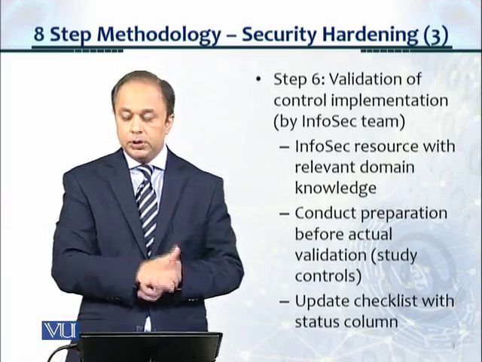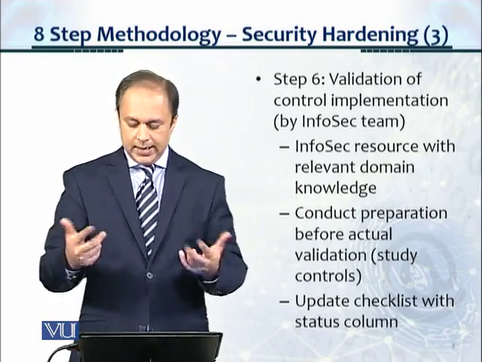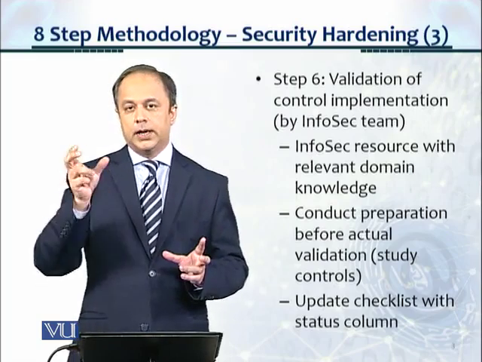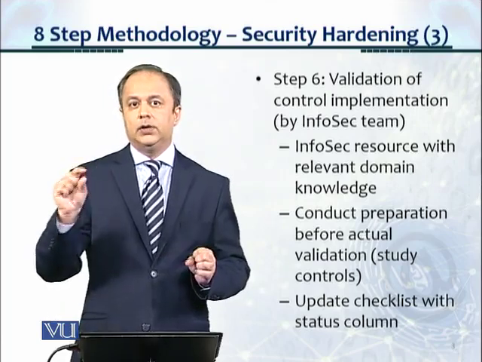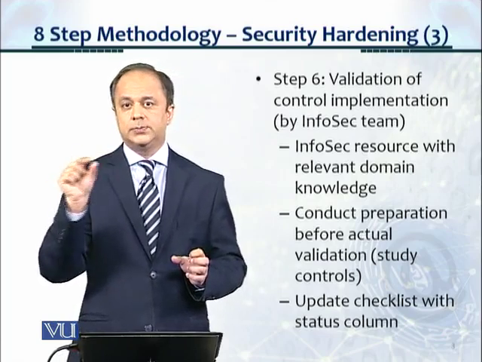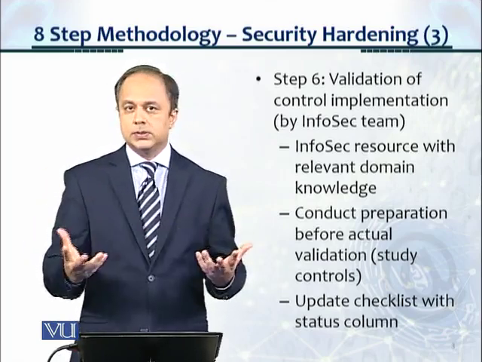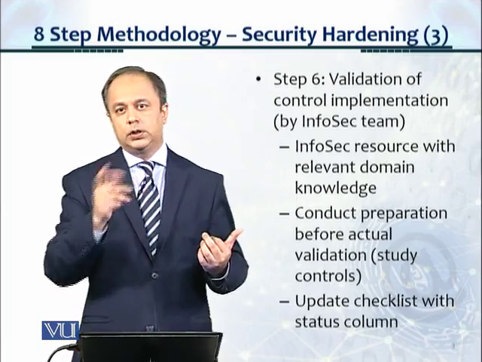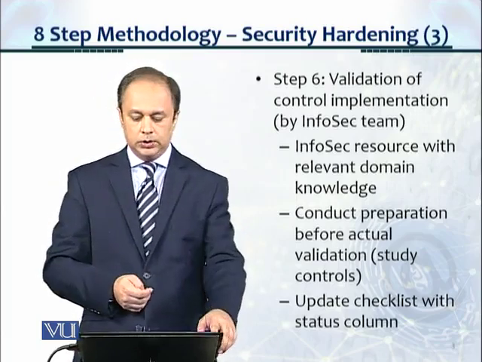You conduct a preparation before you actually go and do the validation exercise, and the update of the checklist is done with a status column by the information security team. They add a status column in the checklist, and they write down the date, and whether the validation of the particular security control has been done successfully. And sometimes the IT operations team misses something. If that happens, they send it back to the IT operations team, and they do the control implementation again. Then they do the validation again, and then you go ahead.